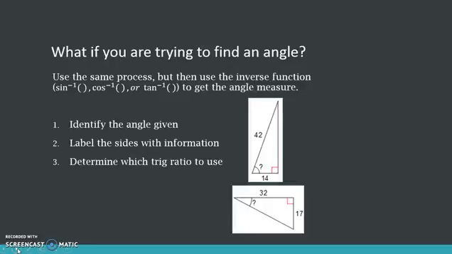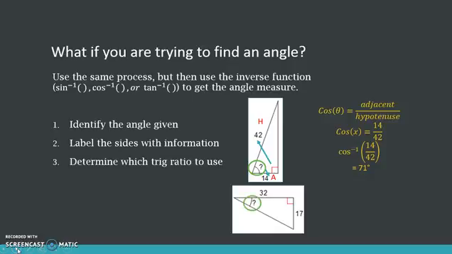Now, if we're trying to find an angle, we're going to use the same process, but then we're going to use the inverse function, sine inverse, cosine inverse, or tangent inverse, to get the angle measure. So with our first example, we don't know the angle, but we have the adjacent side and the hypotenuse. So we set it up. Adjacent and hypotenuse is cosine. So we have the cosine of x is equal to 14 over 42. And now we're just going to use the inverse function on our calculator and type in the inverse of cosine 14 over 42, and we hit equals, and it'll give you 71. Make sure your calculator is in degree mode.